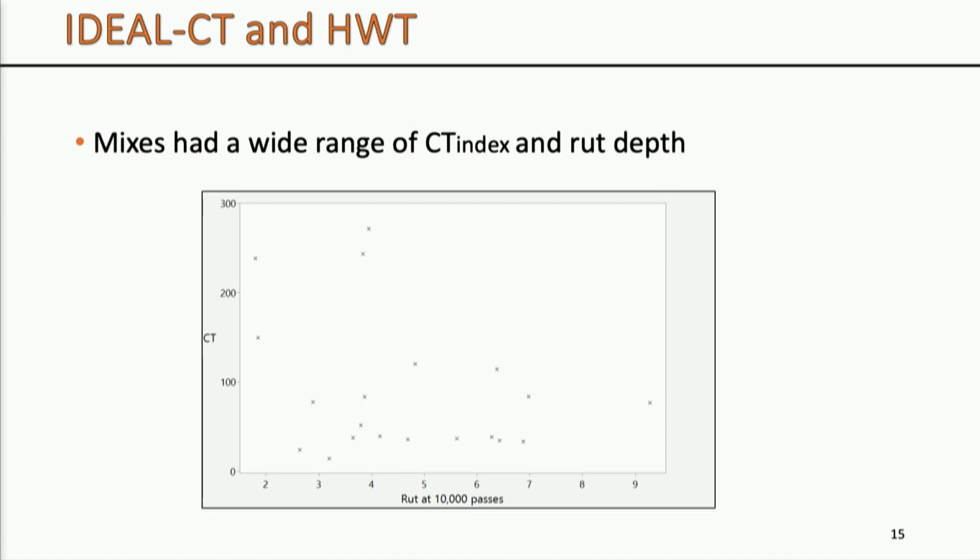And this is just a plot of the IDEAL-CT versus rut. What I just wanted to point out here is the trade-off between cracking and rutting. The idea that every time we improve cracking, we reduce rutting, or vice versa, is not always the case. If you look at this, you will see that there are mixes which have the same rut depth but different CT index, different cracking resistance, or mixes which have the same cracking resistance but different rutting resistance. So we can change the mix so that we make sure that we have good rutting and good cracking resistance.